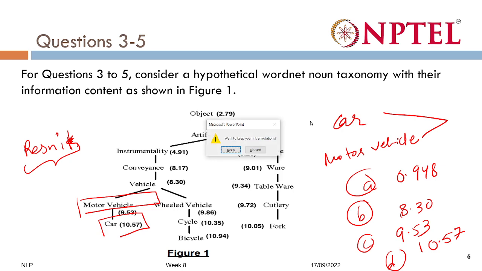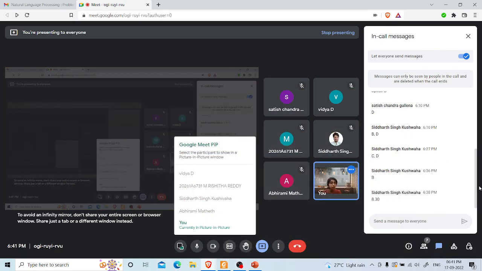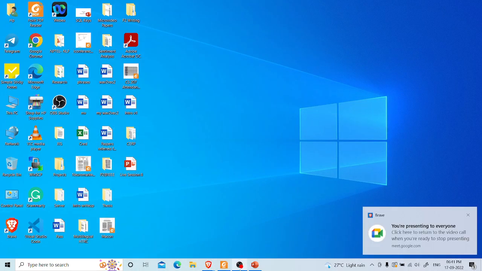Okay, let us see if there are any answers in the chat box. Anybody able to solve or not? 8.30. Okay, let us solve.